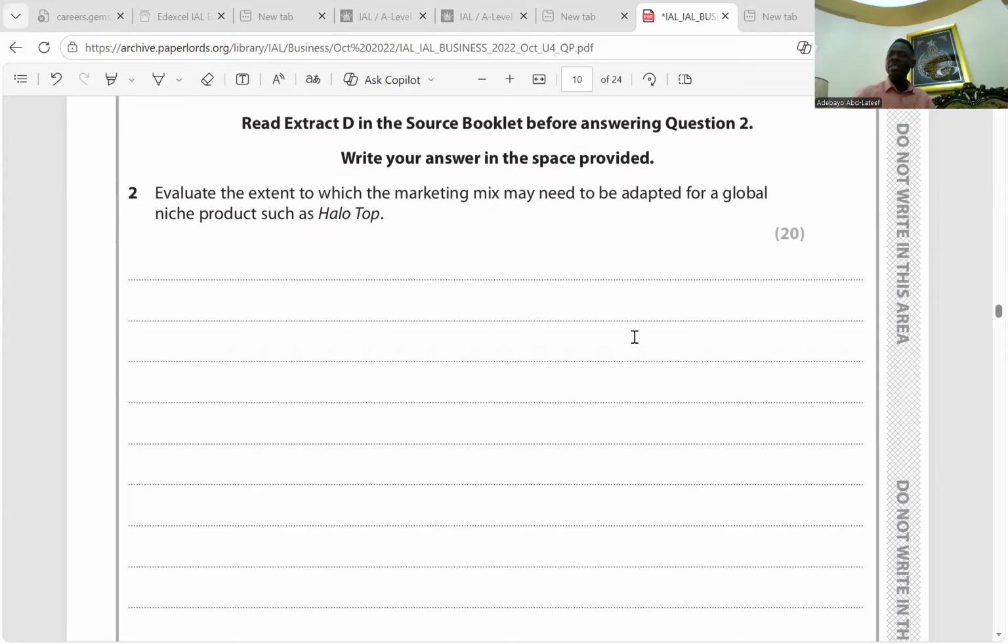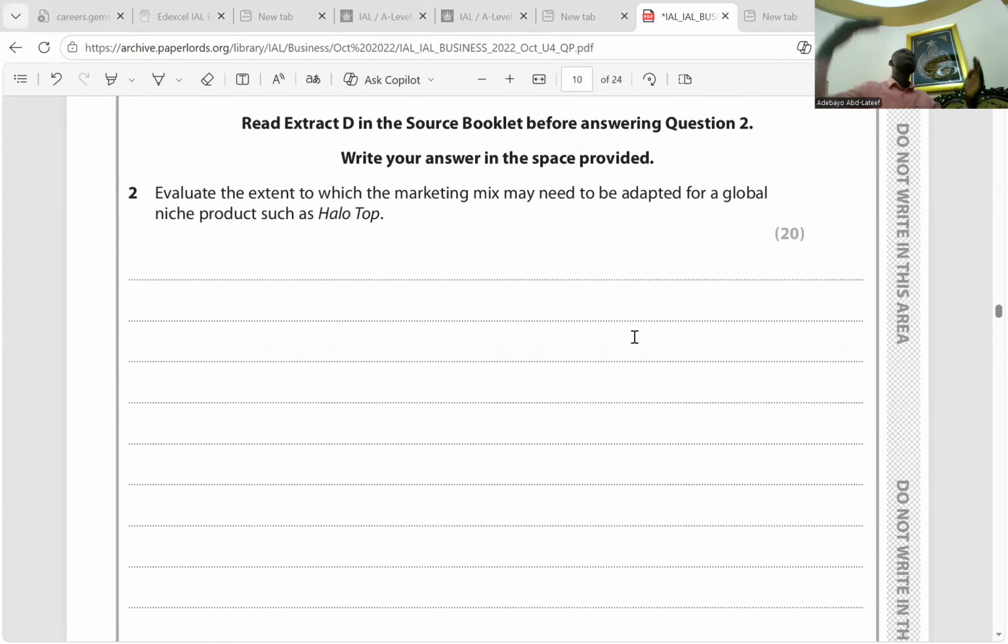Here I wrote, marketing mix is a strategy that allows a business to create a comprehensive marketing plan to influence consumers to purchase a product or service. They are the 4 P's: price, place, product, and promotion. What's a global niche? You are supposed to define what a global niche is also. A global niche market is a smaller segment of the mass market for a specific group of customers. Yes or no?